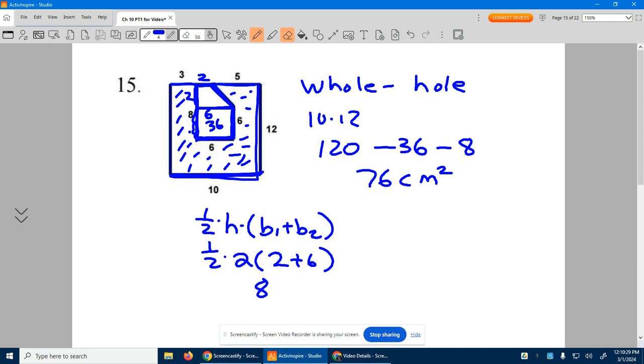And you got to be just careful because a lot of people try to act like that's a trapezoid, but it's a 5-sided pentagon, so we can't do that. Problem 15, final answer. There's 76 square centimeters in the shaded spot.